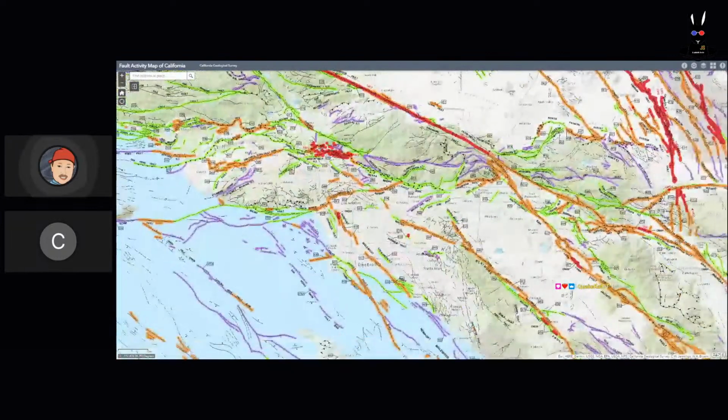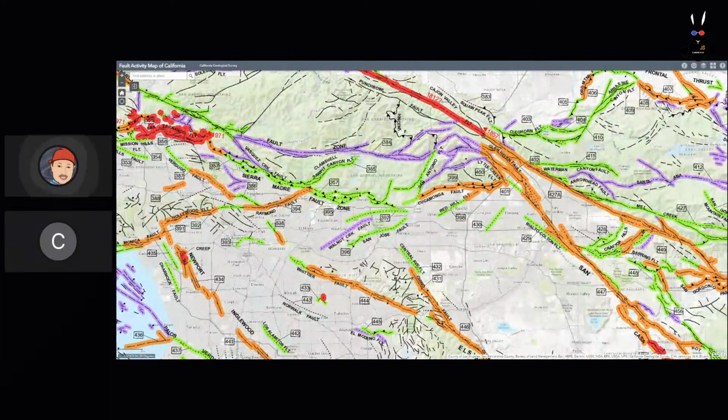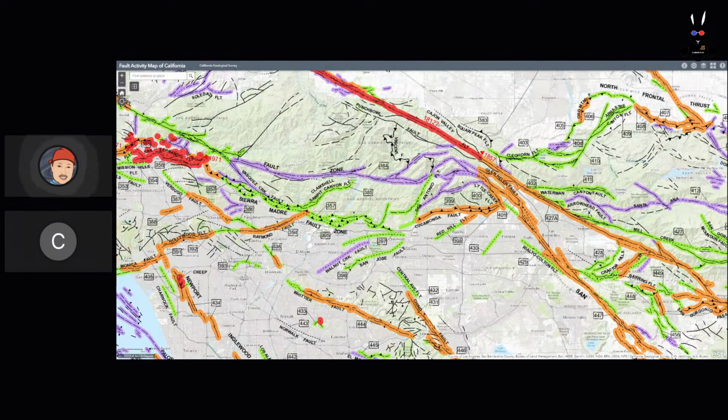So, prefacing it for you, the Glen Helen, Lytle Creek, and Cucamonga, Red Hill Fault, and the San Jacinto all run into this kind of section right here at Squaw Creek of the Cajon Pass. That's kind of where the San Gabriel fault zone runs into as well.